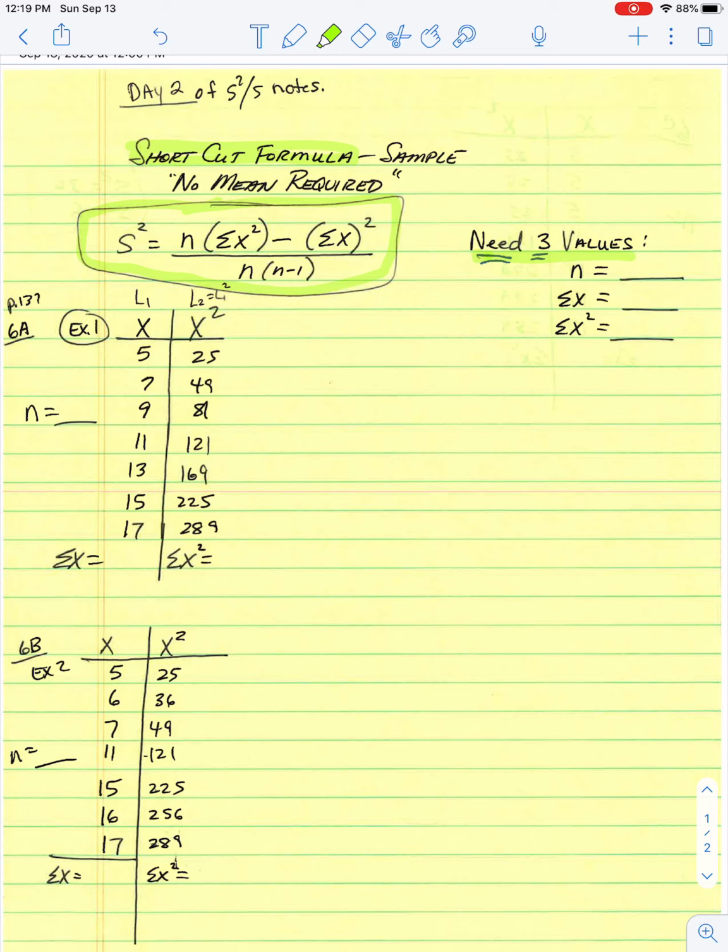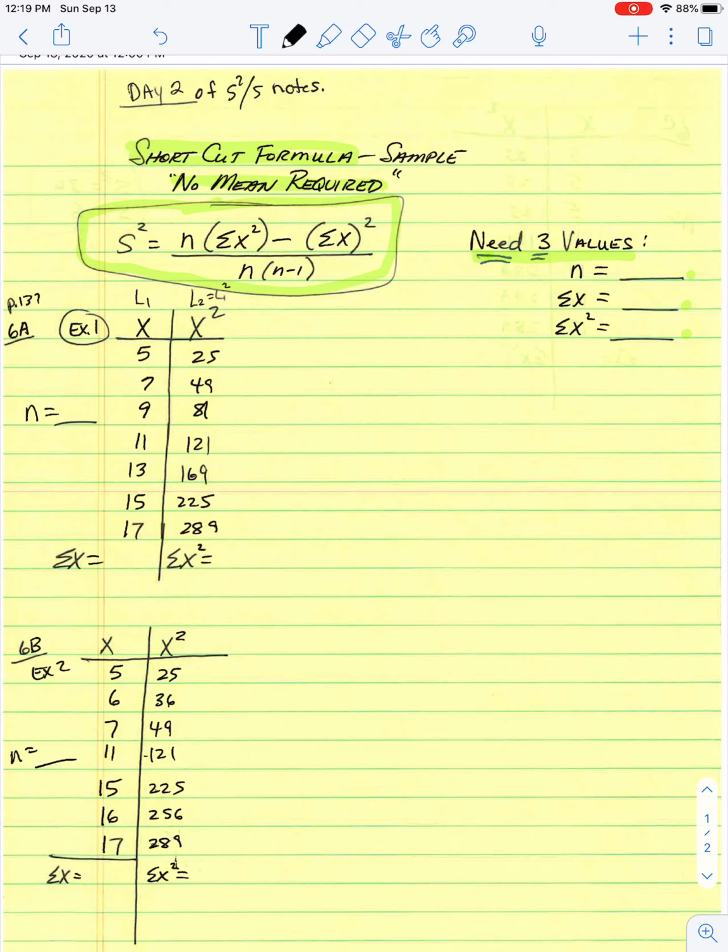First of all, we need to know what n is. And remember, n is the total number of data points that you have. Then we need the sum of the x's, so add up the data. And thirdly, you need the sum of the x squared. If you notice in this formula, you have no x bar listed. So it's a shortcut because we don't have to calculate the mean first.